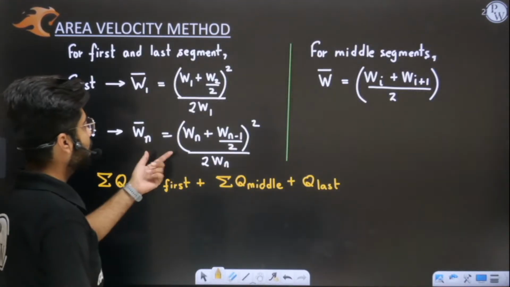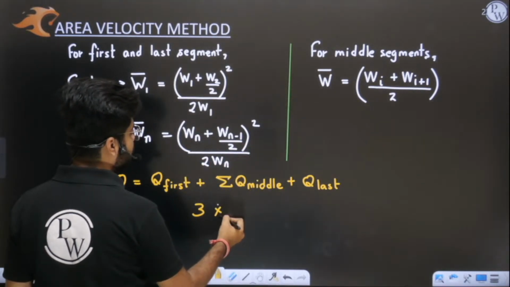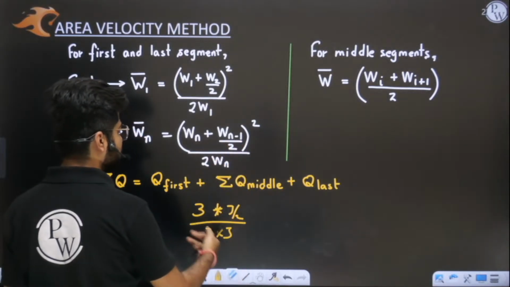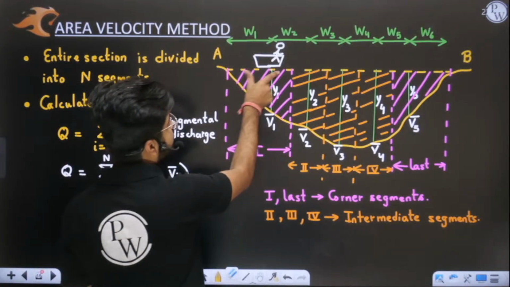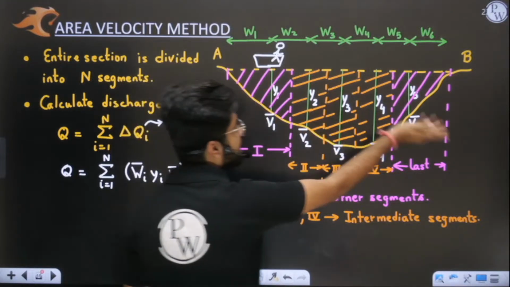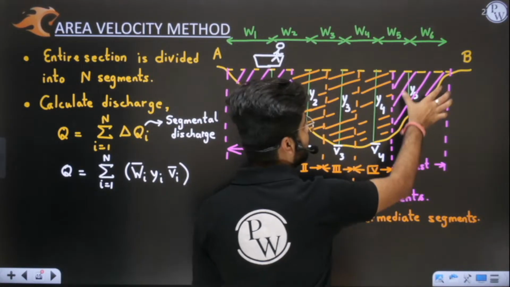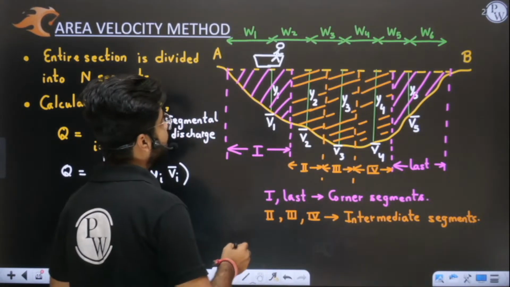Sir, you have told me, again W is 3 and this is 3 by 2. This is 3 by 2. This is 2 into 3. Already discussed. Okay, so for the first one, 3 plus 3 by 2 whole square divided by 2 into 3. For the last one, 3 plus 3 by 2 whole square divided by 2 into 3. Same. Now for intermediate ones, what do we have to do?